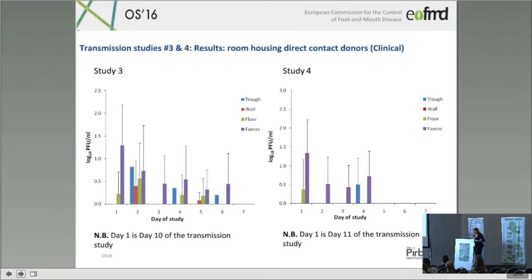So in room 2, which is the direct contact donors preclinically, we can see that virus was detected across 6 days, except for day 3 in the third experiment. In experiment 3, there's more of a gradual decrease, whereas in study 4, it gets to day 4 and then there's a complete drop-off.